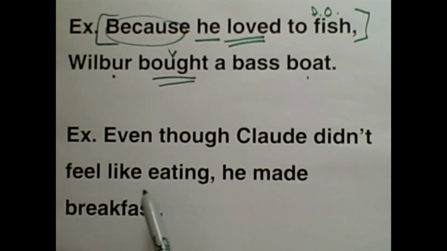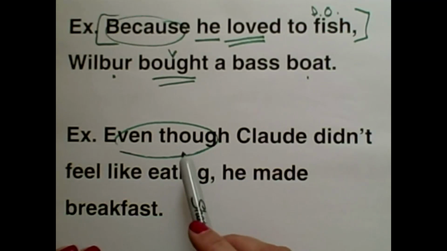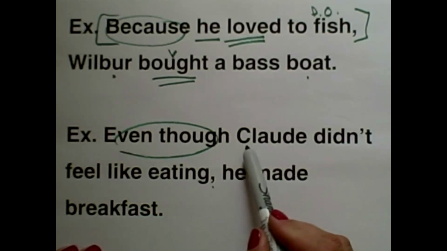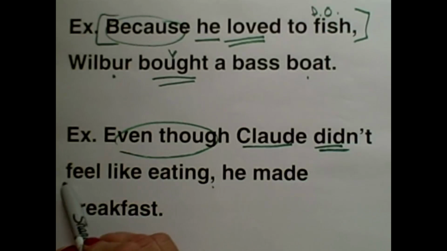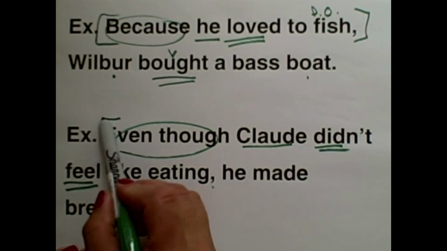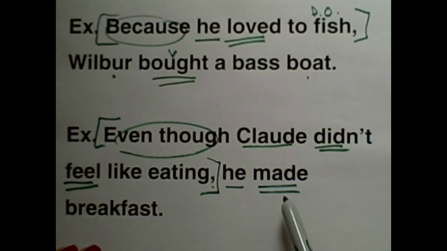Even though Claude didn't feel like eating, he made breakfast. First, find the trigger word, even though. Obviously, this is a two-word trigger. Because it's at the beginning of the sentence, I can assume that when I get to a comma, I'll have found the whole clause. And that's true here. There's my comma. Claude did feel is my verb. So my adverb clause is, even though Claude didn't feel like eating. And I'm left with a main clause, he made.